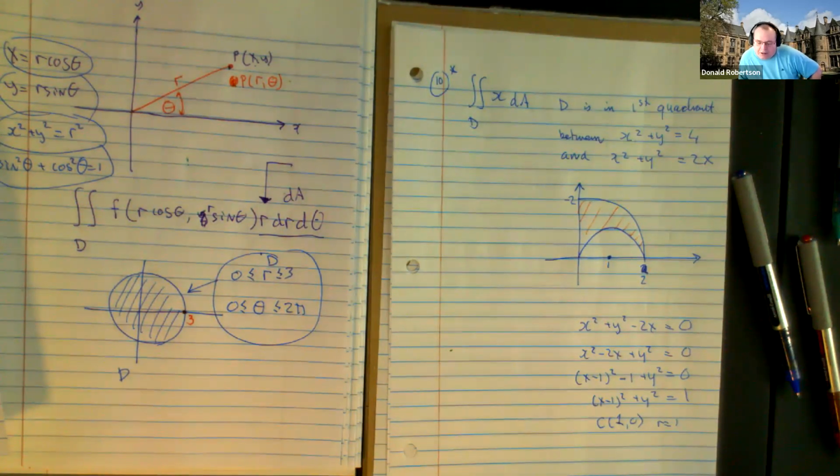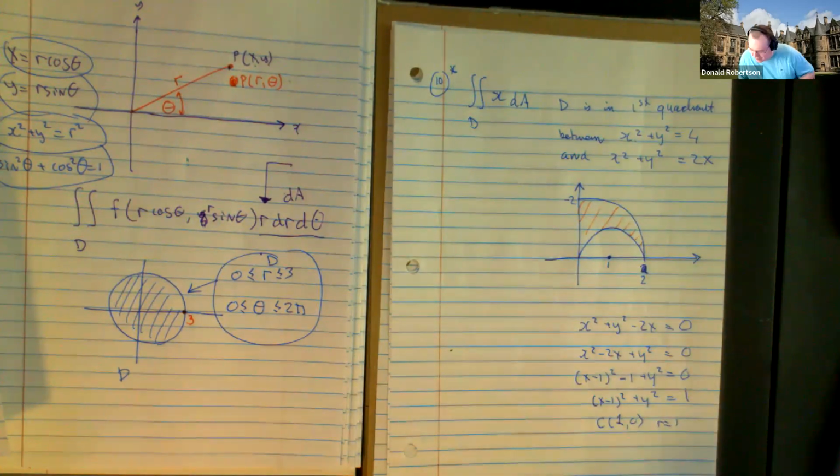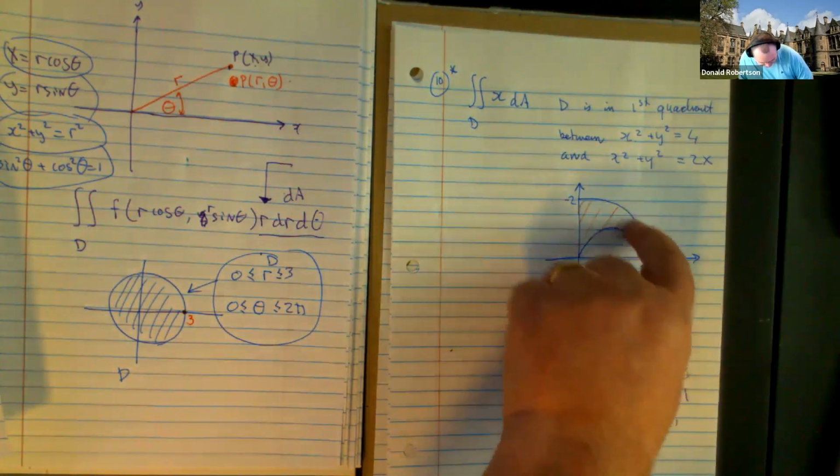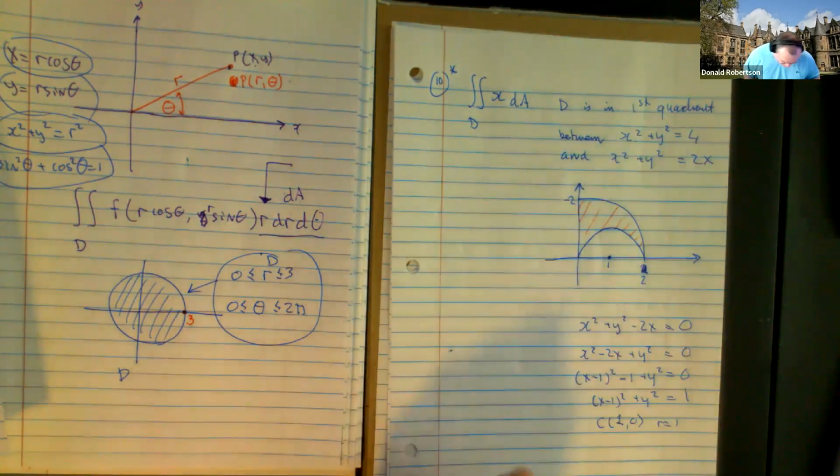Big problem. We need to find the limits in terms of r and theta. Now, when it's a nice normal circle, or a bit of a circle, it's really just r is between this number and that number, and theta is between this number and that number. All bets are off right now, because we need to figure out how to describe this region. And it's not a circle inside a circle in the usual way, right?